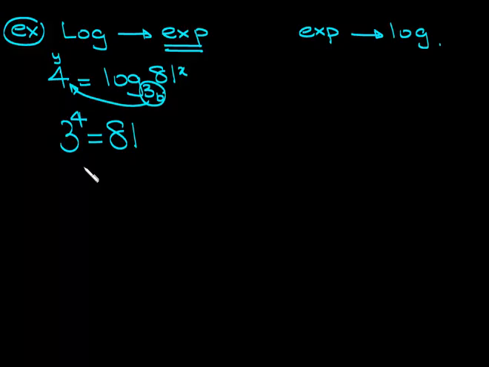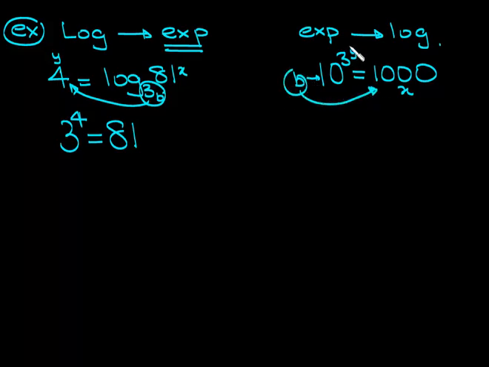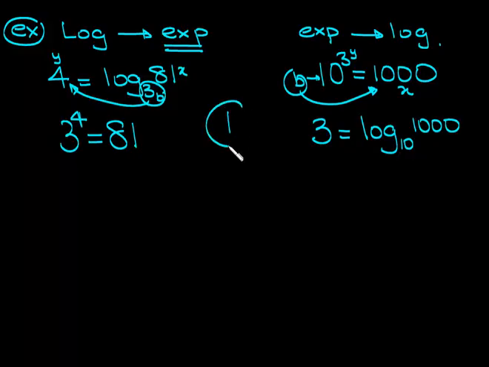On the other hand, if I have something like 10 cubed is equal to 1000, I want to write this as a log. This is an exponent, and I want to write it as a log. This is my base, this is my exponent, we call that y, and this is x. So how do we write this? This base becomes the base of the log on this side, and the y just comes down. So we get 3 is equal to log base 10 of 1000. Again, all we're using is property 1 that I gave you before.